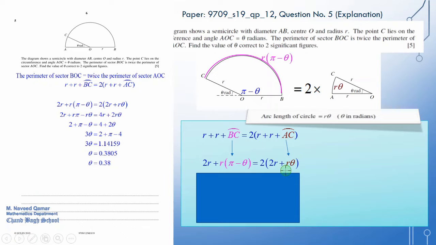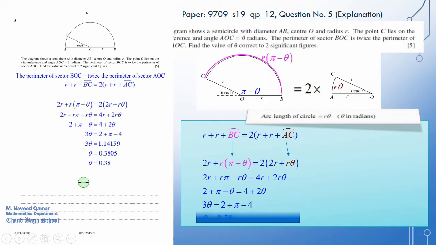r times theta. Now by solving this equation and making theta the subject, we have the value theta is equal to 0.38 as required.